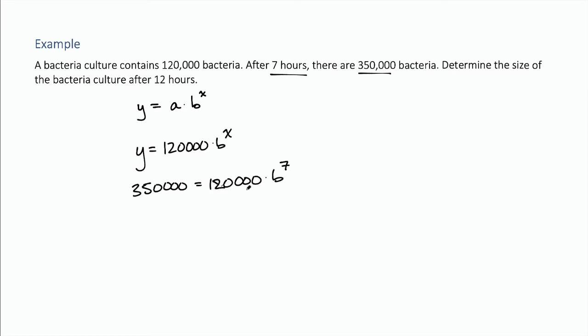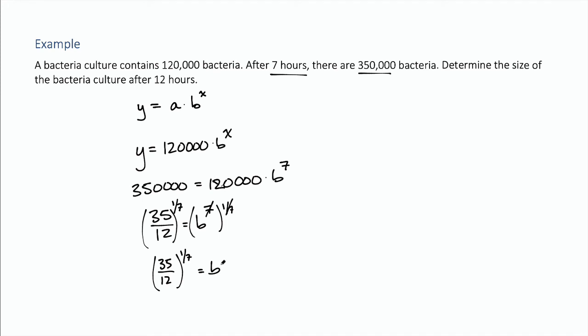So if I divide both sides by 120,000, I get 35 over 12. That's just reducing that fraction a little bit. Equals b to the 7th. Now, to get rid of this exponent, you can think of it in different ways. What I'm going to do is raise both sides to an exponent of 1 over 7. And when we do that, we multiply those exponents and they cancel each other out. And so we just end up with 35 over 12 to the 1/7 is equal to b.